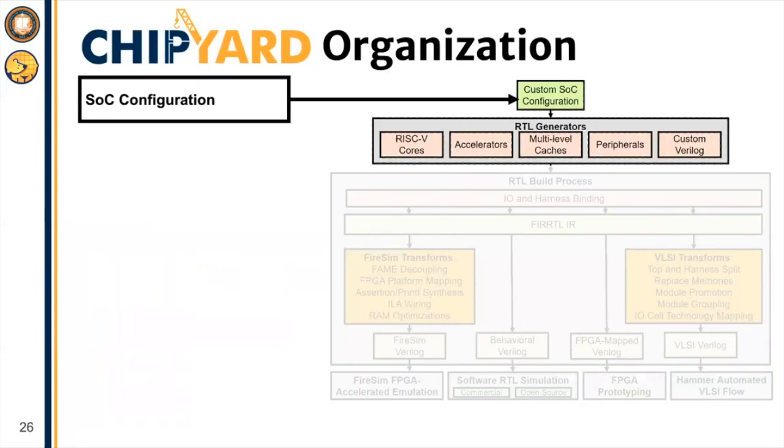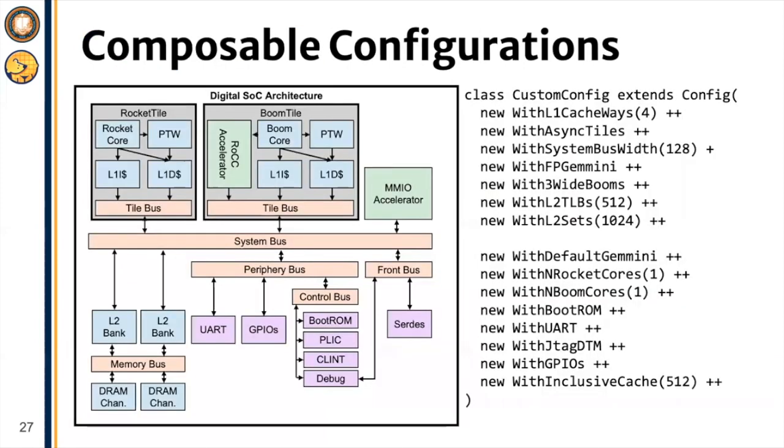Okay, so we have this large collection of generators, but that doesn't really tell us how we put them together to build a real SoC, right? The challenge of integration in VLSI is obviously very, very difficult. And so this is where this feature in Rocket Chip and Chipyard called the config system comes into play.